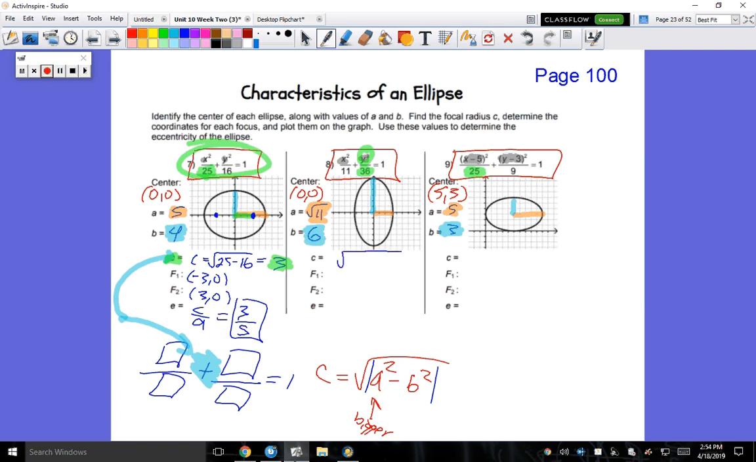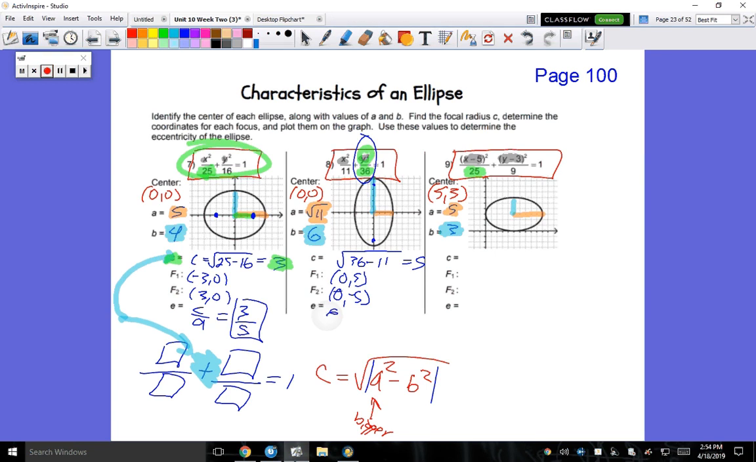C is the square root of the bigger one squared. So that's 36 minus the smaller one squared is 11. 36 minus 11 will give me 25, and if I take the square root, C is 5. So 5 units jumping up and down, because the bigger number is with y, is going to get me here, and it's going to get me down here. A little bit more. So positive 5 and negative 5. And those points are going to be 0, 5, and 0, negative 5.